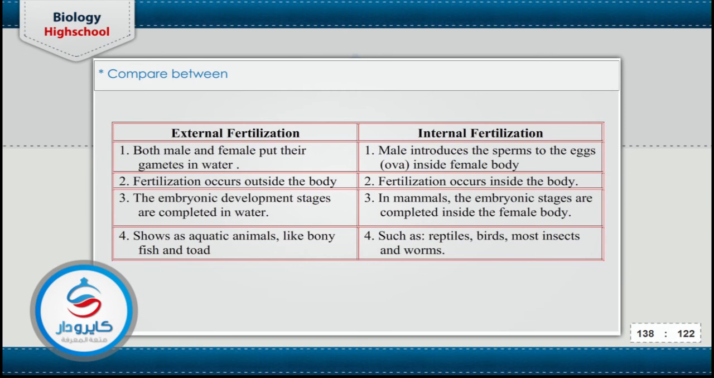Fertilization هنا takes place outside the body or in water، لكن الثانية inside the body. The embryonic development stages are completed inside the water in the case of the external fertilization, but the internal fertilization as that in mammals, the embryonic stages are completed inside the female body. ندي example external as that in aquatic animals like bony fish and the frogs or toads, but in the case of the internal fertilization as that in the reptiles, birds, most of the insects and worms. The next question.